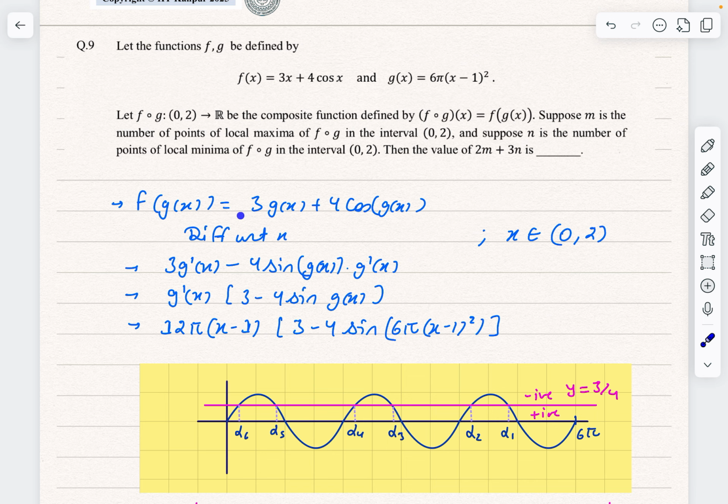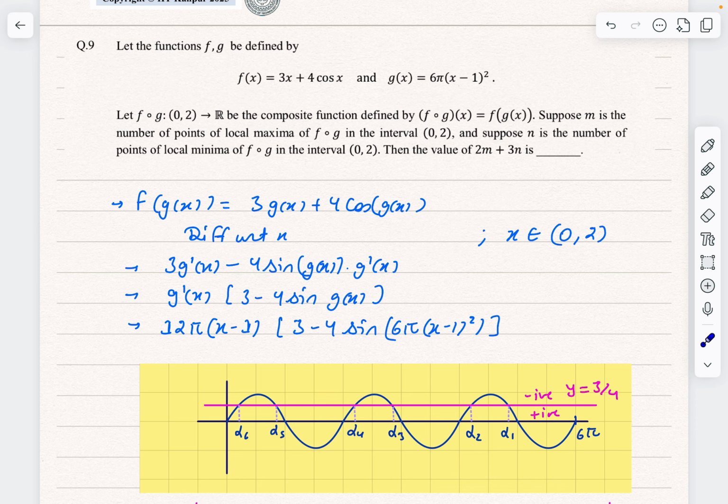So f of g(x) will be 3g(x) plus 4 cos g(x). Then differentiate with respect to x. You get 3g'(x) minus 4 sin g(x) times g'(x). Chain rule. g'(x) common here, you get g'(x) into (3 minus 4 sin g(x)). Now g'(x) you can find from here, it will be 12π(x minus 1), and sin g(x) will become 3 minus 4 sin(6π(x minus 1) whole square).